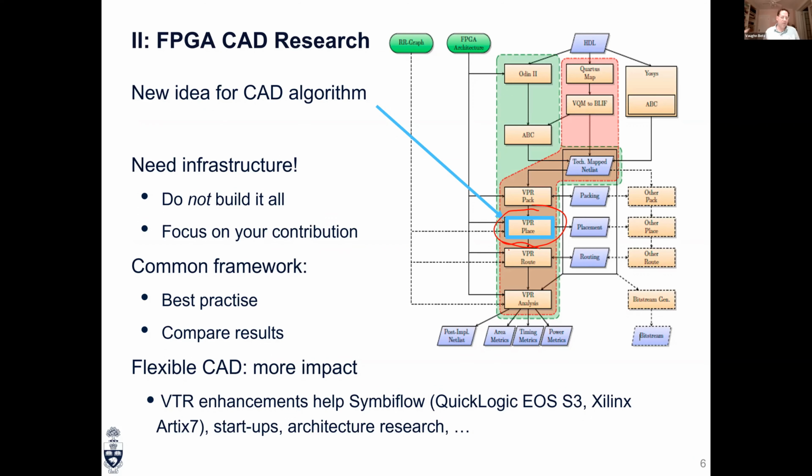There's a project called SymbiFlow, which will produce bitstreams for several commercial FPGAs from a completely open source CAD flow built on top of VTR. There are startups that use VTR as their internal placement and routing engine, and it helps architecture researchers and so on. So it's less work to test your algorithm, you get a better comparison to prior results, and others can build on it more easily.